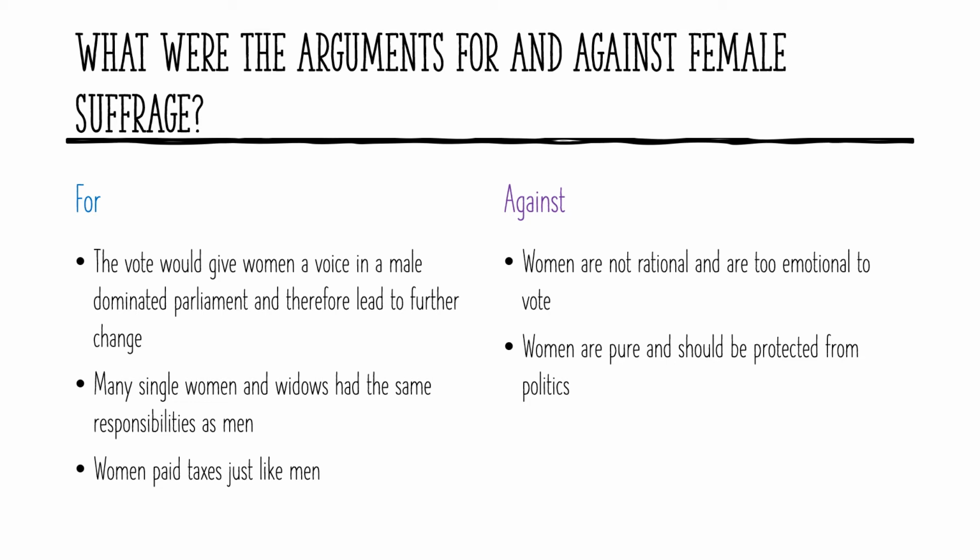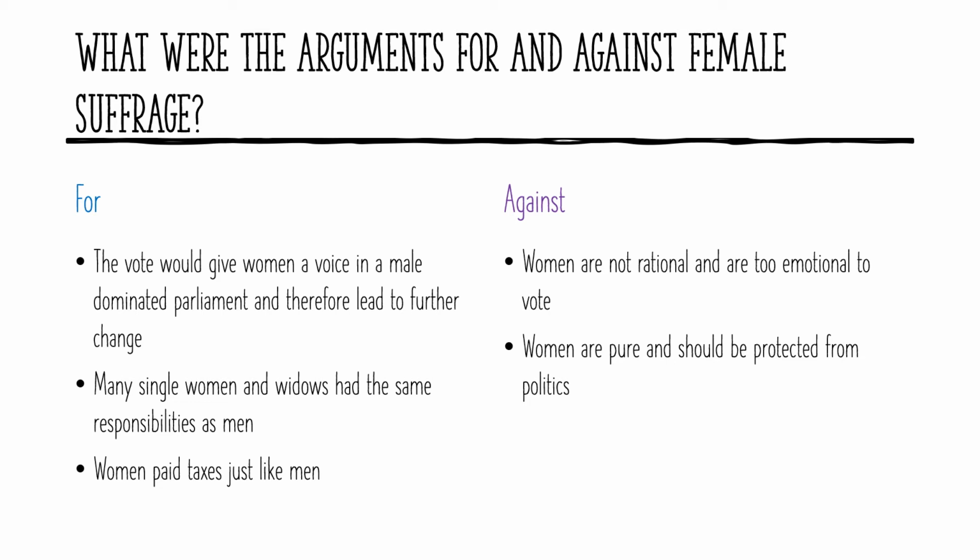However, some people were very strong in this and said they did not want women to vote because they felt that women were not rational, they were too emotional to vote, and unfortunately that was proven in 1913 by some. And women are pure and should be protected from politics was another argument against giving women the vote. So there was lots of arguments.